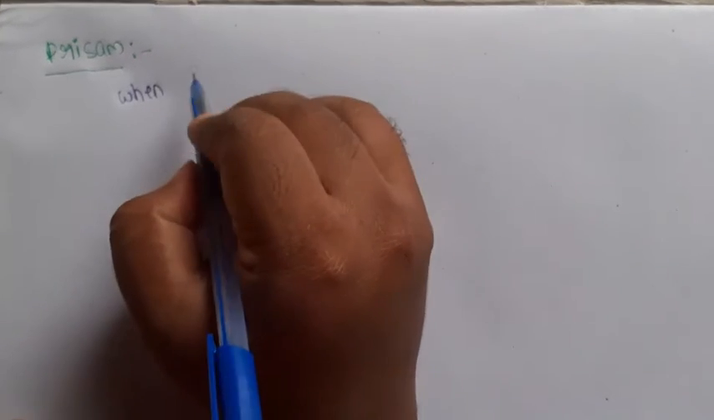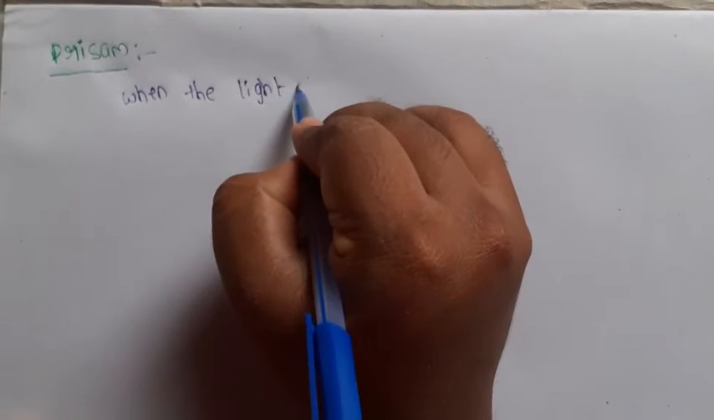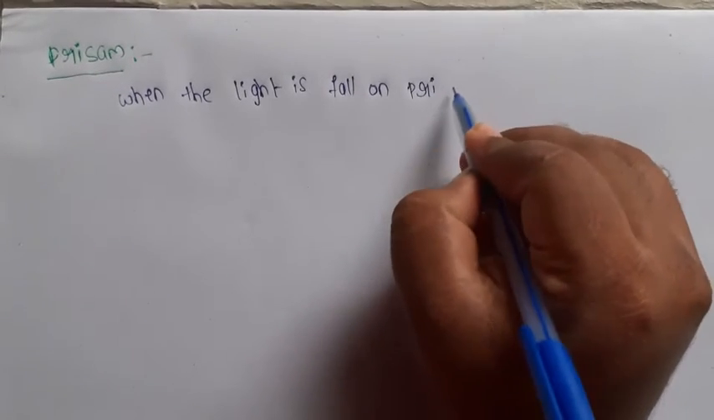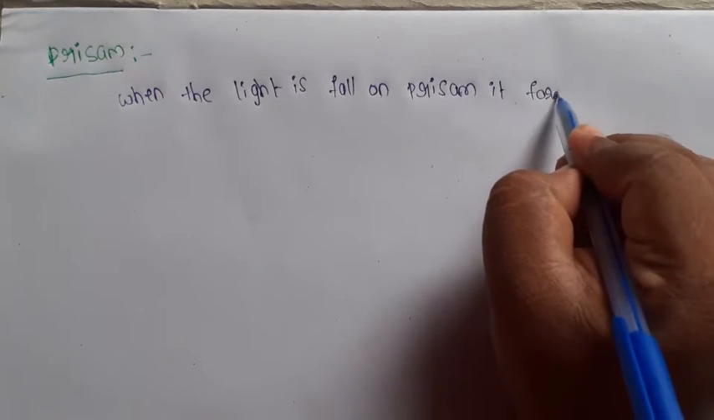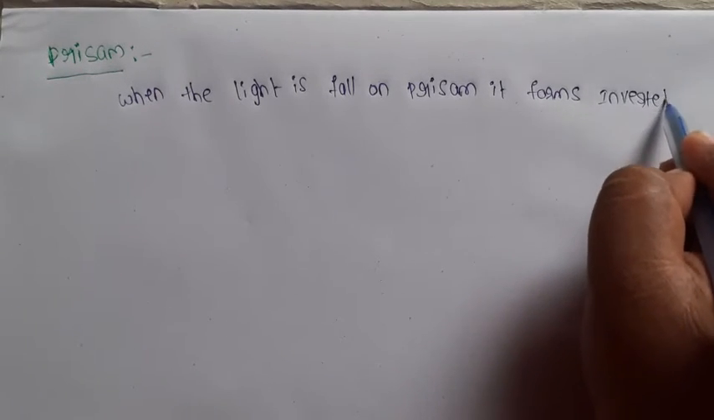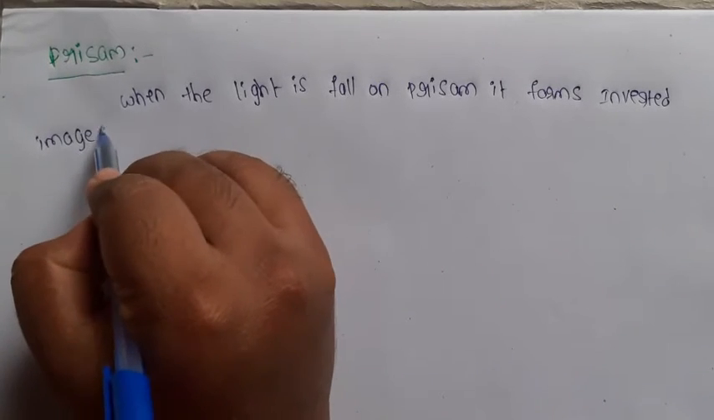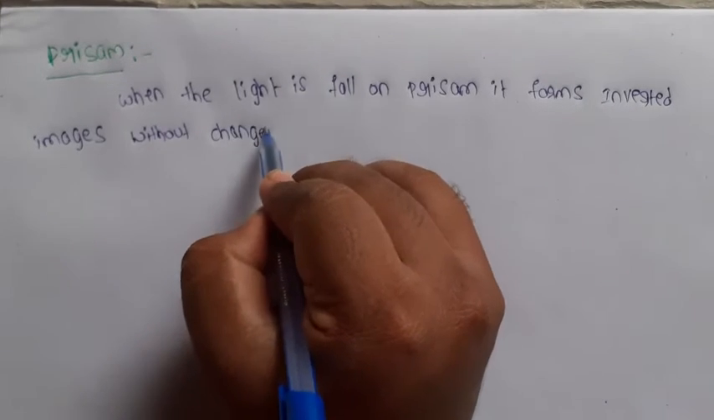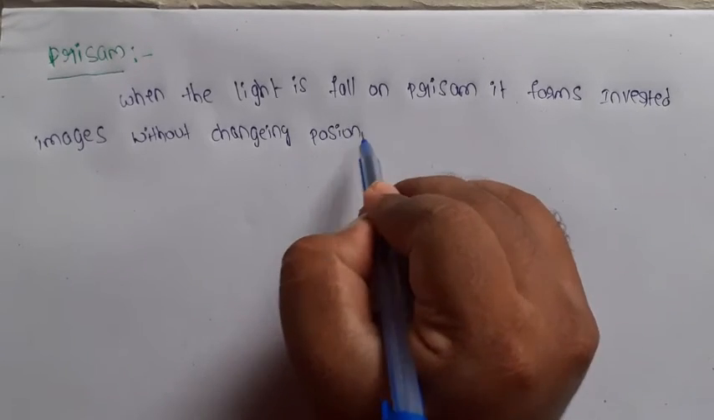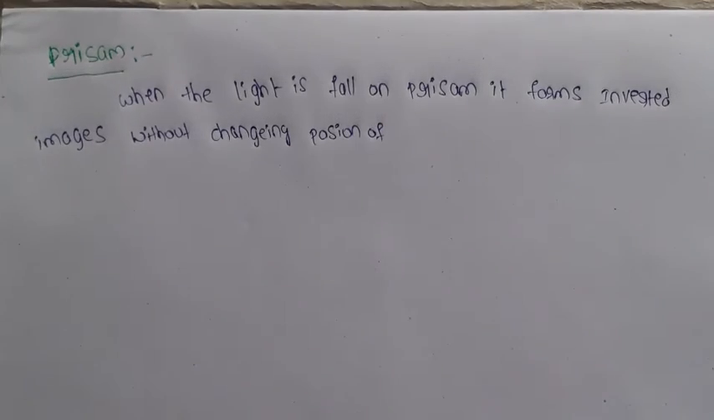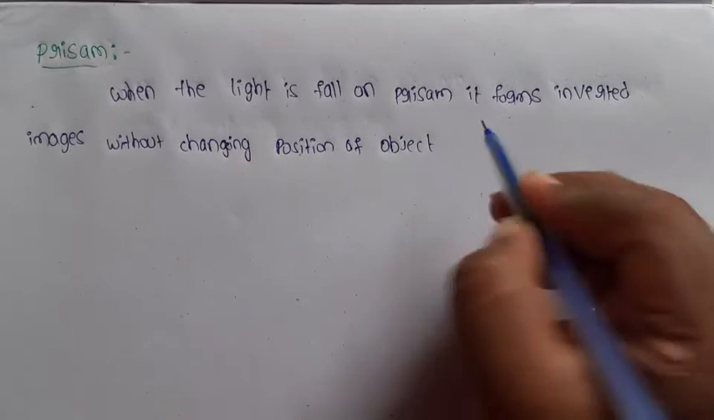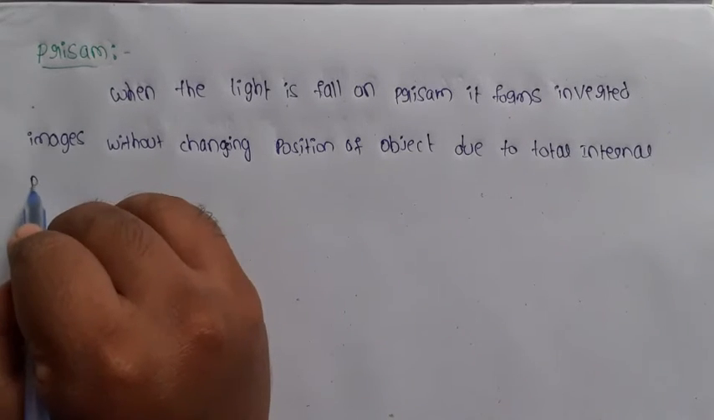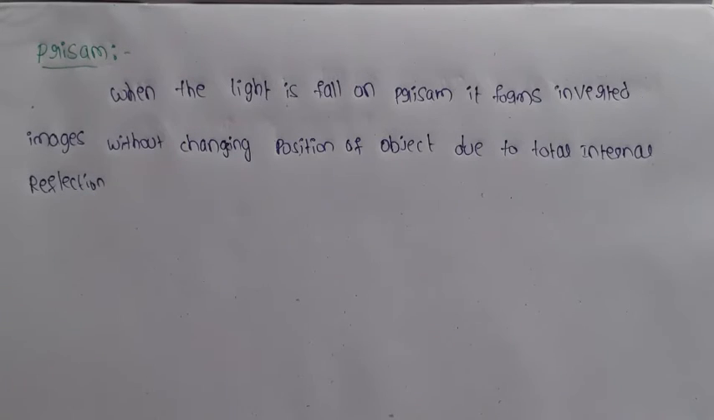When light falls on the prism, it forms an inverted image without changing the position of the object, due to total internal reflection.